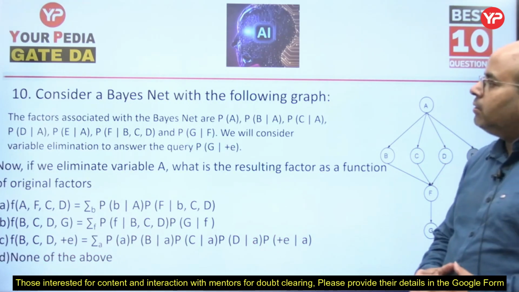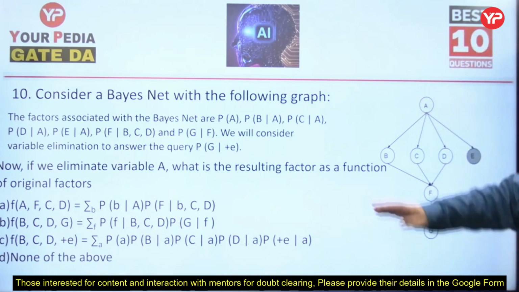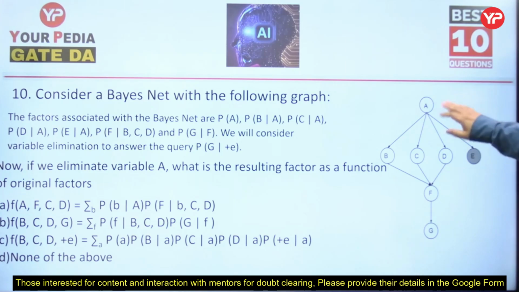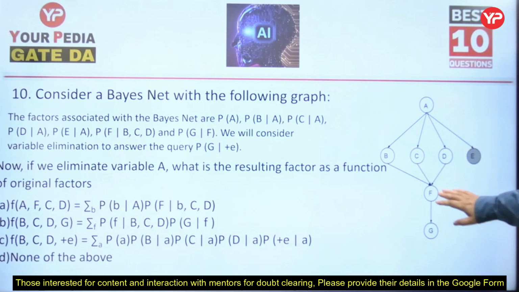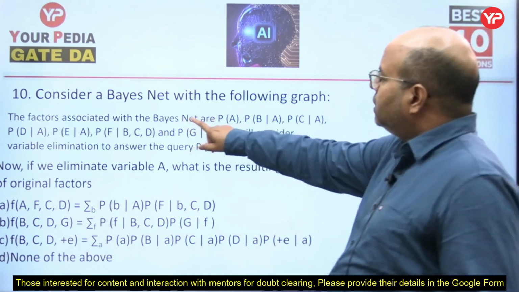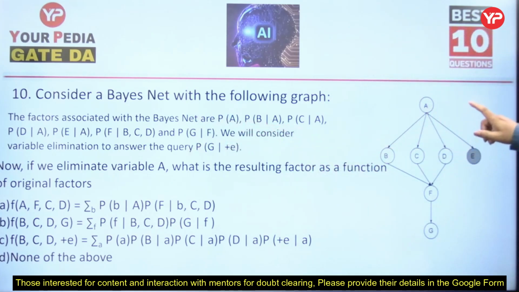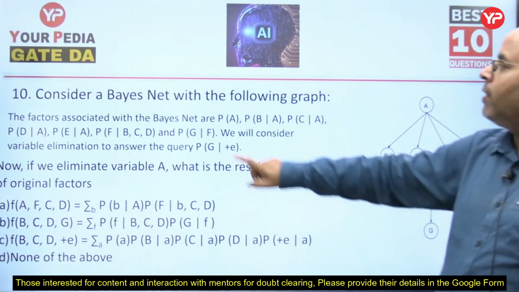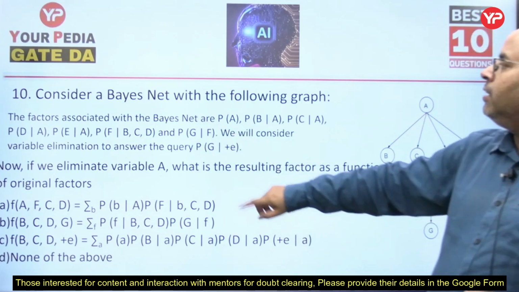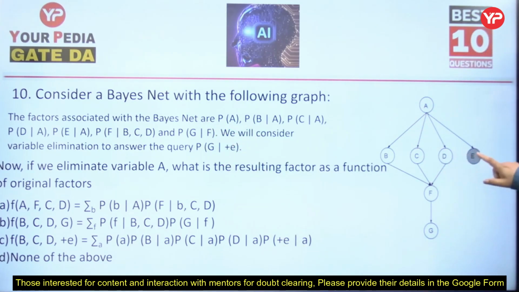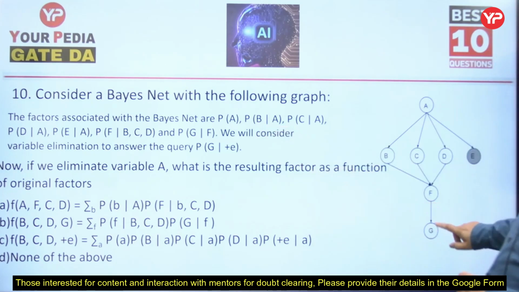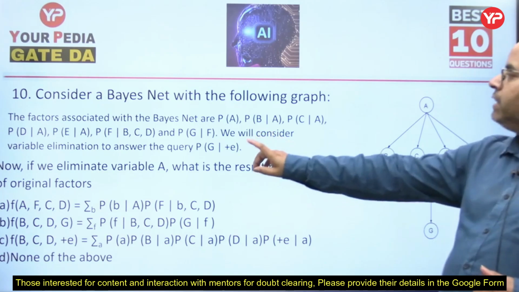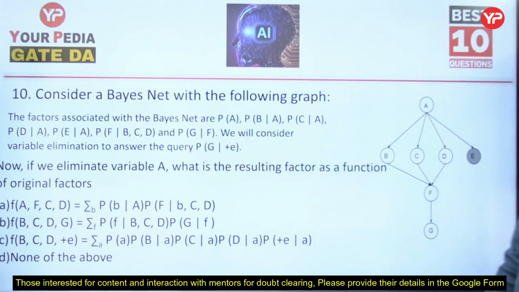Now coming to this question, a very important question again. Consider a Bayes net with the following graph. This is the graph: A leads to B, C, D, E, and B, C, D lead to F, and F leads to G. The factors associated with the Bayes net are P(A), P(B|A), P(C|A), P(D|A), P(E|A), then P(F|B,C,D), and P(G|F). We will consider variable elimination to answer the query P(G|+e), something like this.